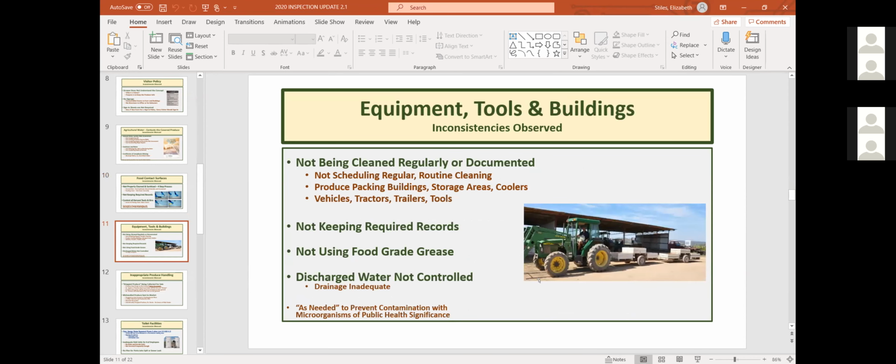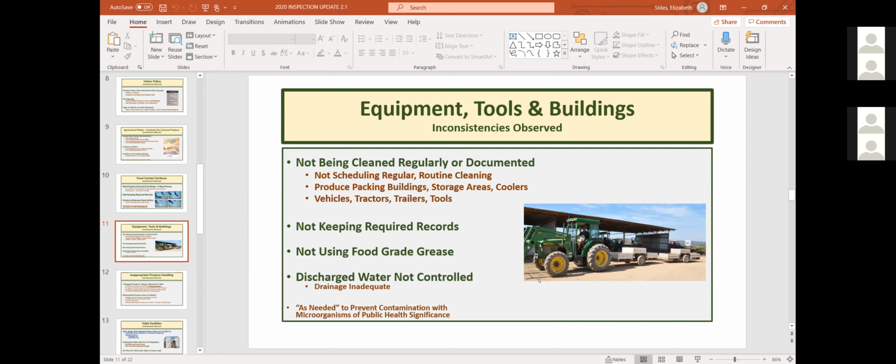Now these equipment, tools, and buildings need to be cleaned as needed to prevent contamination with microorganisms of public health significance. So you need to establish some kind of regular schedule for cleaning your vehicles, tractors, trailers, and whatever tools you're using in harvest, packing, and holding of produce, not the planting or anything before that, just the harvest, packing, and holding. So you want to make a list and get all your vehicles on there.